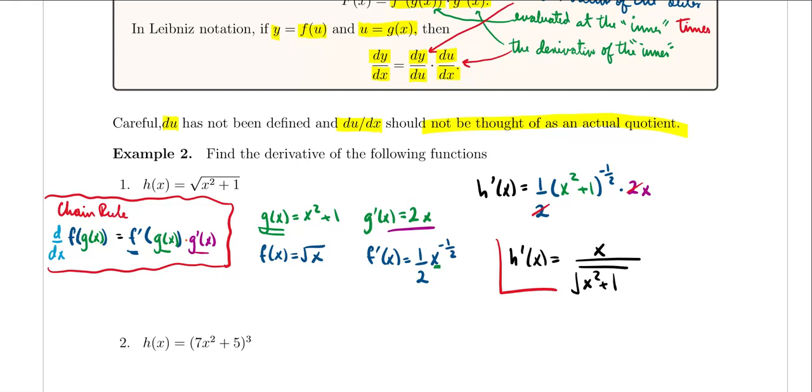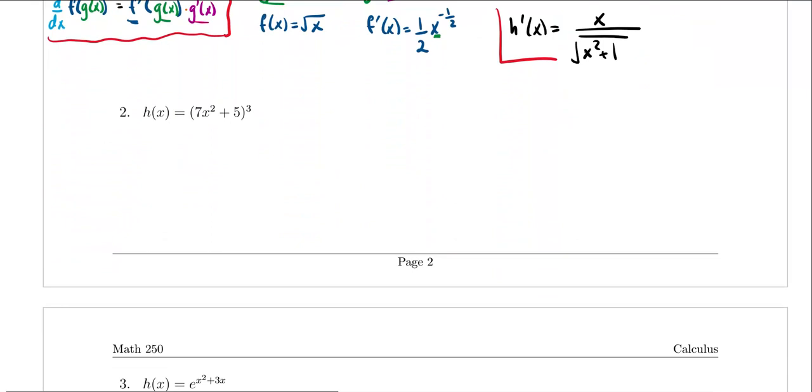Okay, now I'm going to go ahead and try the next problem here. But for the next problem, I'm going to be using Leibniz notation as well. So let's take a look. For the second problem, we have h of x is equal to 7x squared plus 5, and the whole thing is being raised to the third power.